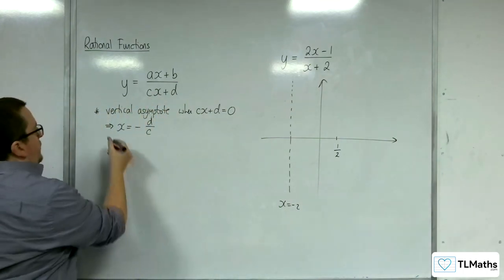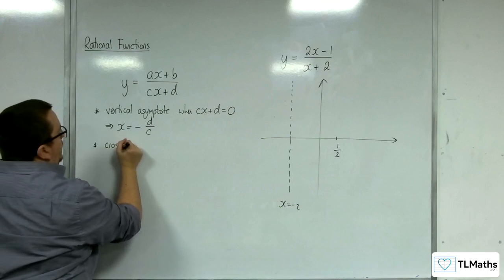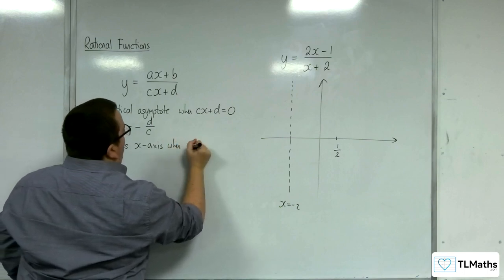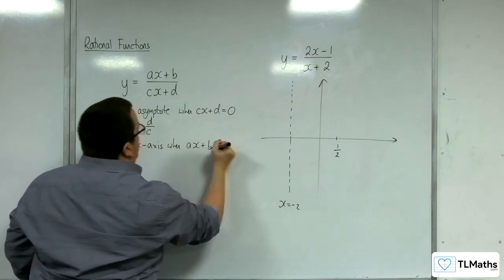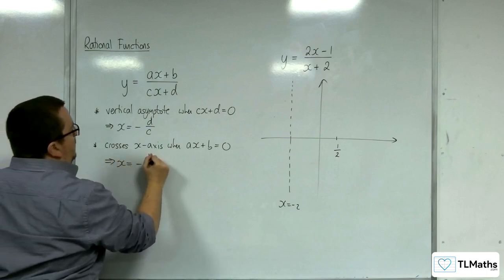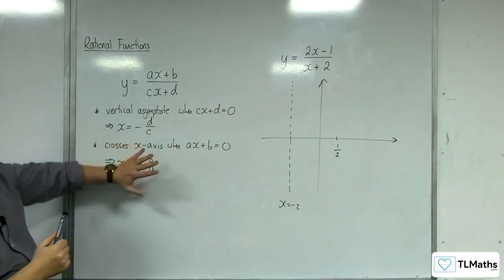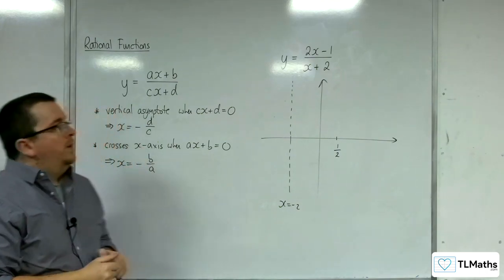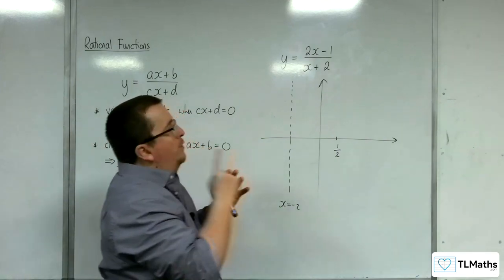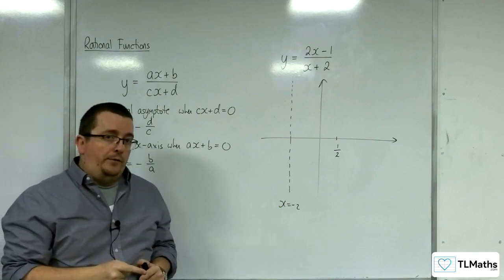1/2. So the second thing I've done is: it crosses the x-axis when ax plus b is equal to 0, when the numerator is 0. So that means that x is equal to minus b over a. And so that is the second thing that I do. Now, the next thing that I do is I would look to see where it's crossing the y-axis.